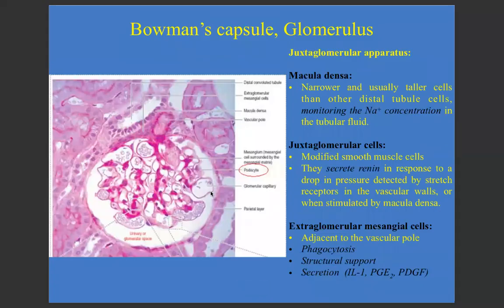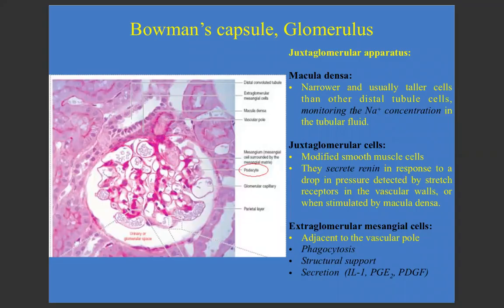Yeah, and there is another thing, a physiological structure, a physiological term called the juxtaglomerular apparatus. The juxtaglomerular apparatus consists of 3 components. There is the macula densa. The macula densa is an area where the distal tubule approaches the glomerulus, the vascular pole of the glomerulus, where we can find some cells in the distal tubular wall monitoring the sodium concentration in the tubular fluid.